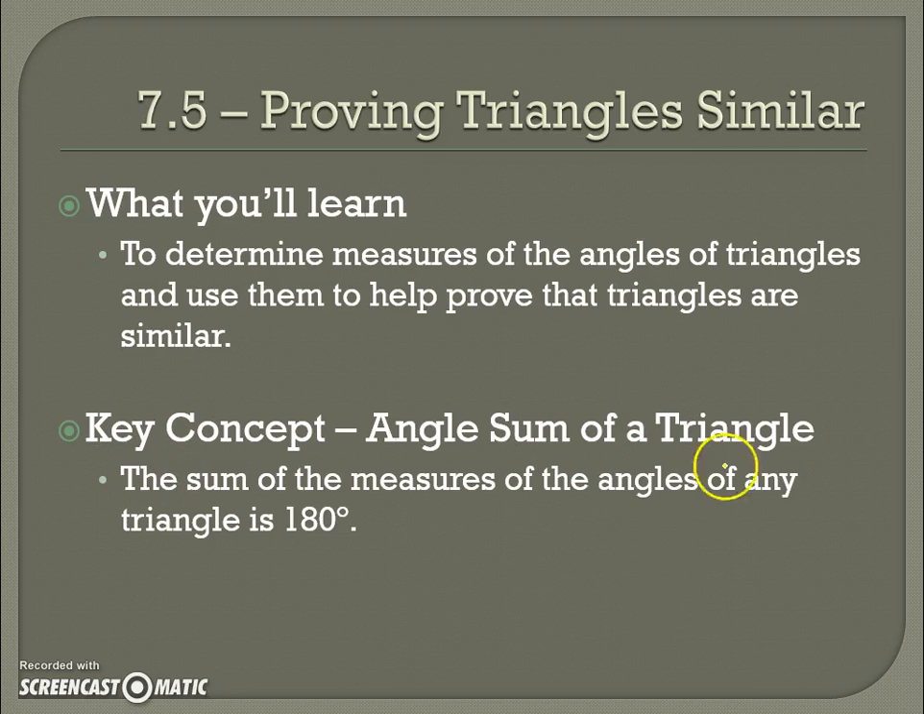So here's a key concept that I need you to copy down into your notes. The angle sum of a triangle. This probably isn't new to you. You've probably heard this before, but go ahead and write it out. The sum of the measures of the angles of any triangle is 180 degrees. All right, the sum of the measures of any triangle is 180 degrees.